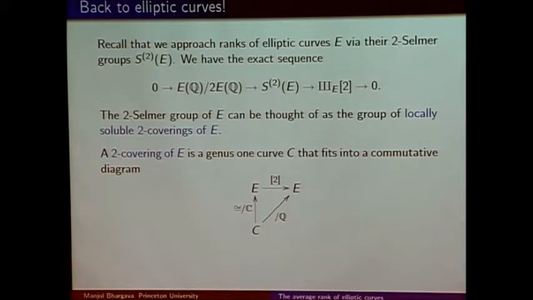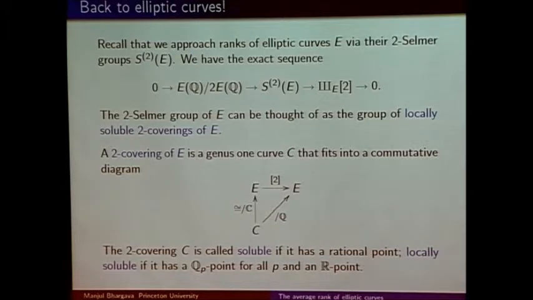So the way to think of a 2 covering C is as a model over Q of the multiplication by 2 map. It's kind of multiplication by 2 on E, but it's a form over Q. It looks like multiplication by 2 over the complex numbers, but it's a form over the rational numbers. That's what a 2 covering is. And the two covering is called soluble if it has a rational point on it. It may just be a genus one curve form of E over Q that doesn't have a rational point, a homogeneous space for E, but if it has a rational point, it's called soluble. And it's called locally soluble if it has a local point for every place.